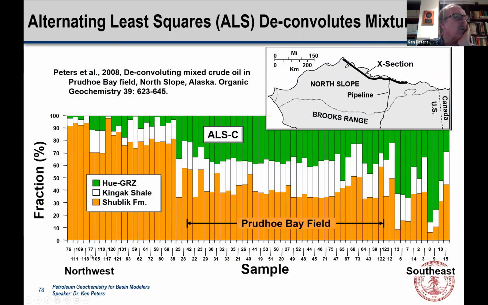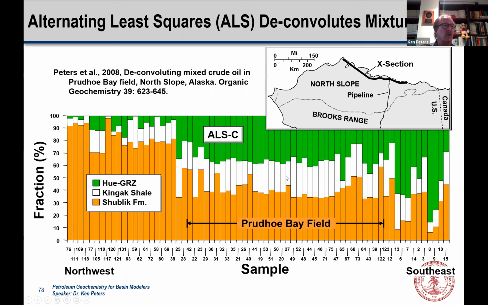This figure is arranged from southeast to northwest, and this is Prudhoe Bay. It's a nonlinear scale here, so I've got a lot of samples from Prudhoe Bay. You can see in the west, out here, these oils are dominantly Shublik oils. They're coming from the Triassic. Whereas in the east, here, these are Hue gamma ray zone oils, the green. And now there's a third source.